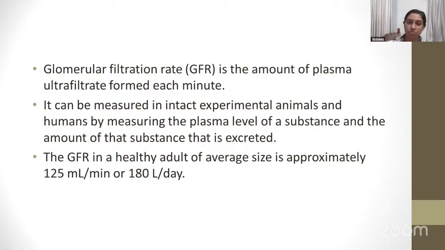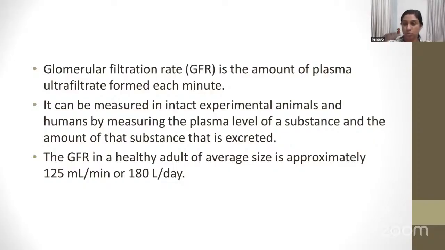It's the amount of plasma ultrafiltrate formed in each minute. That means it is a rate, i.e. it is measured in terms of time. So, we know that the functional unit of the kidney is the nephron. And there are about 1.2 million nephrons in each kidney.